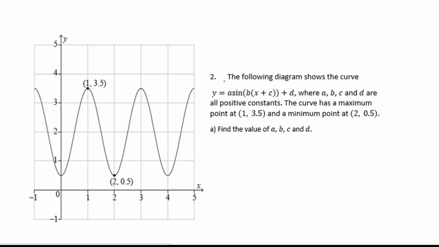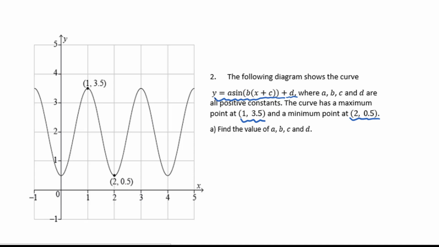Let's go to question 2. The following diagram shows the curve y equals a sine(bx plus c) plus d. A, b, c, d are all positive constants. The curve has a maximum point at (1, 3.5) and a minimum point at (2, 0.5). Find the value of a, b, c, and d.